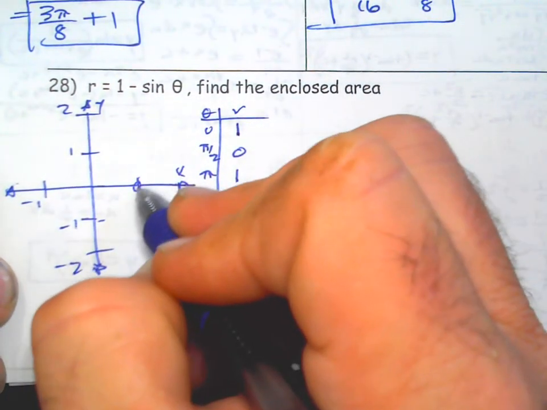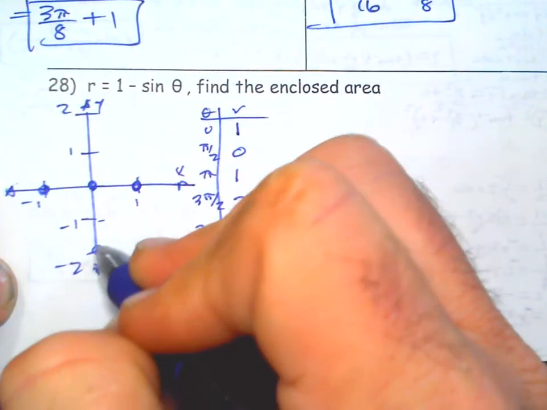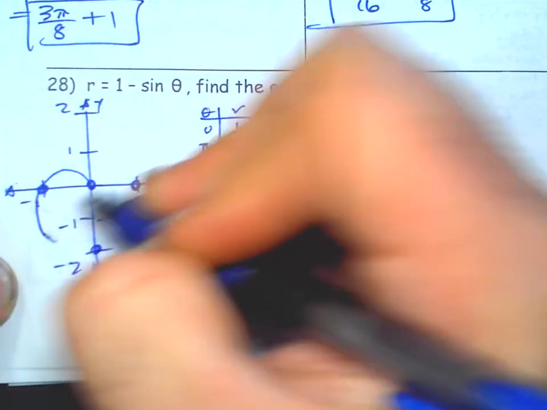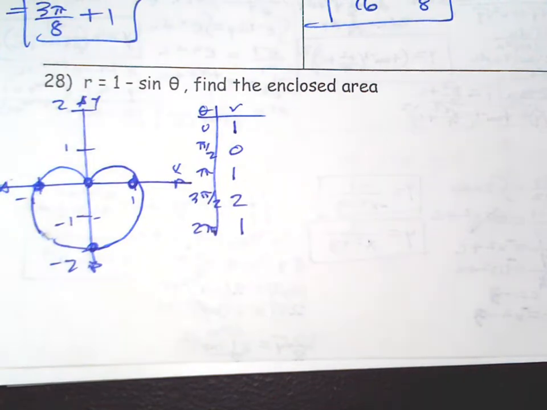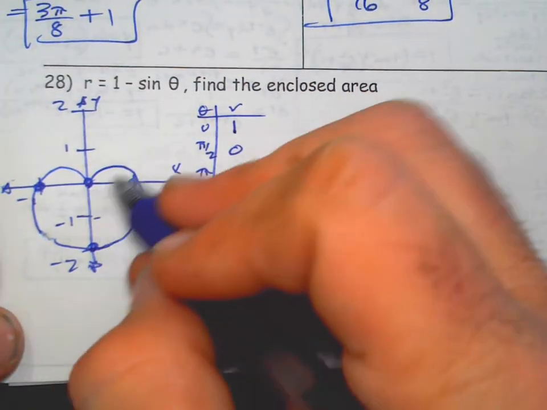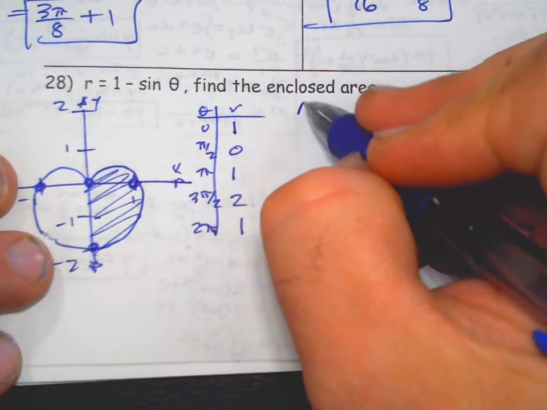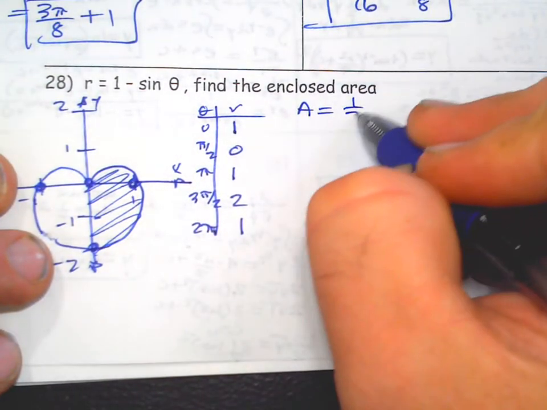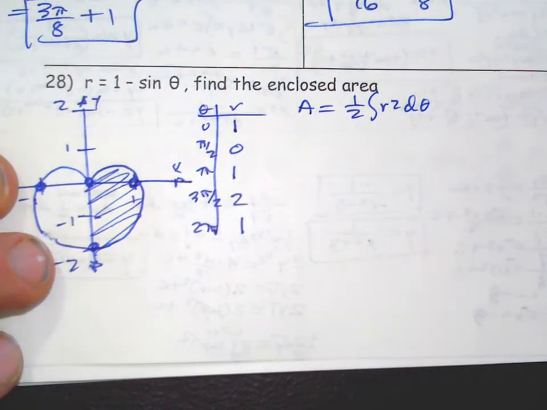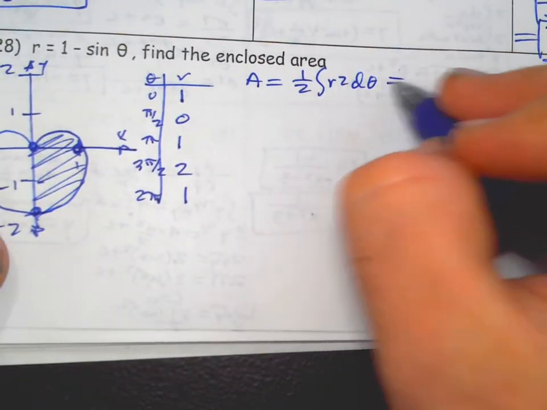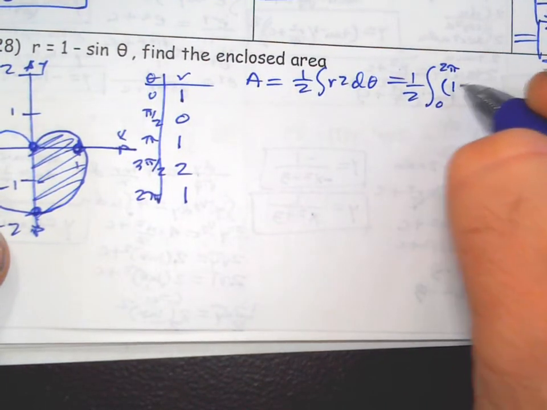All right, 0, 1, pi over 2, 0, pi 1, 3 pi over 2, 2. So there you go. That's the shape. So we're trying to find the area of this whole shape. So we could do 1/2 and double it, if that makes sense. Remember the formula for all polar shapes is that. So we could just go with 1/2, 0 to 2 pi, and plug in 1 minus sine squared.